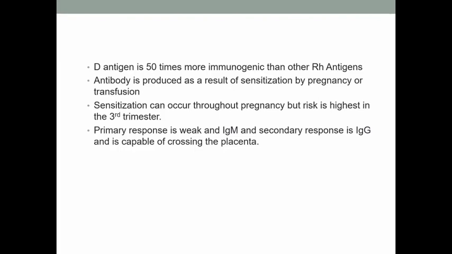So the D antigen, why is it so important? It is 50 times more immunogenic than the other Rh antigens. When the baby's blood mixes with the mother's blood, there are so many other antigens coming, but the D antigen is 50 times more immunogenic. Because of that, even a small amount of blood is capable of mounting an immune reaction in the mother's circulation, and the antibody produced will have memory cells. Those white blood cells will be in the mother's circulation throughout her life. So she is called a sensitized person.